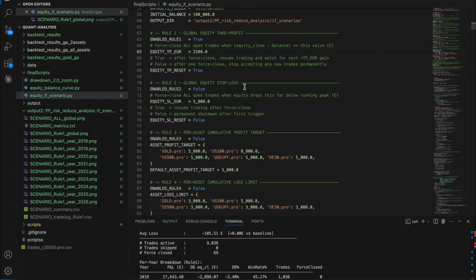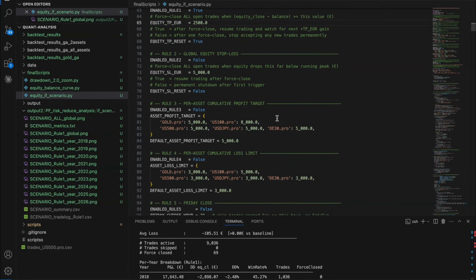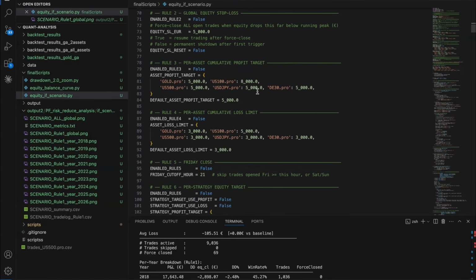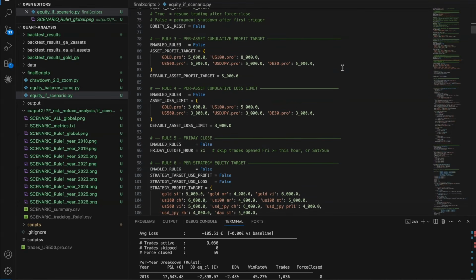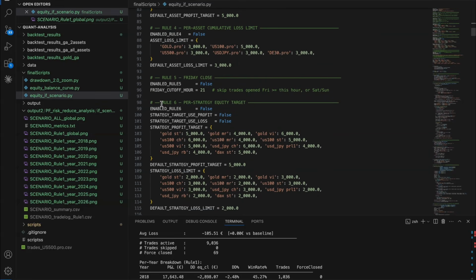The second rule is the global equity stop loss. It's going to close all the positions if the equity touches some number. And then, of course, I also divide the profit by asset. But then I thought, okay, wait, I have more strategies for each asset, so it doesn't make any sense. But I left it there just to try. Then I decided, okay, let's see if I'm closing everything on Friday at 21 p.m.